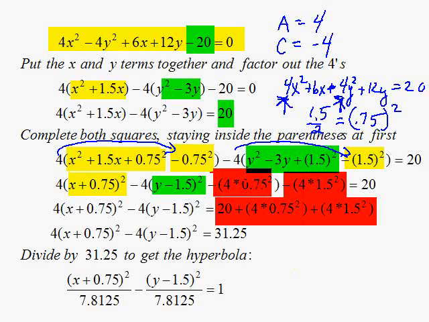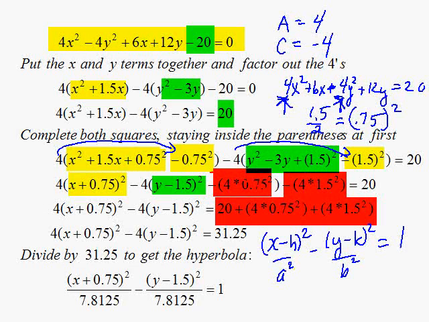Now remember that the equation for the hyperbola was x minus h squared over a squared. This is a right and left opening hyperbola, minus y minus k squared over b squared equals 1. To get that into this form, I divide through by the 31.5. Of course, that gets rid of these 4's up here.